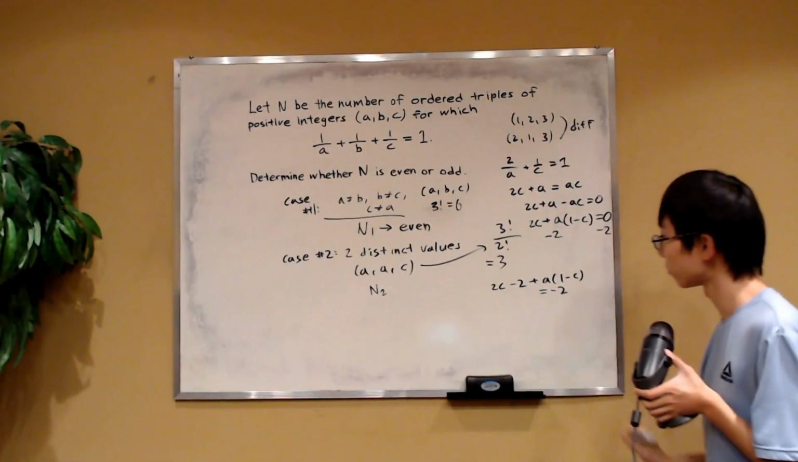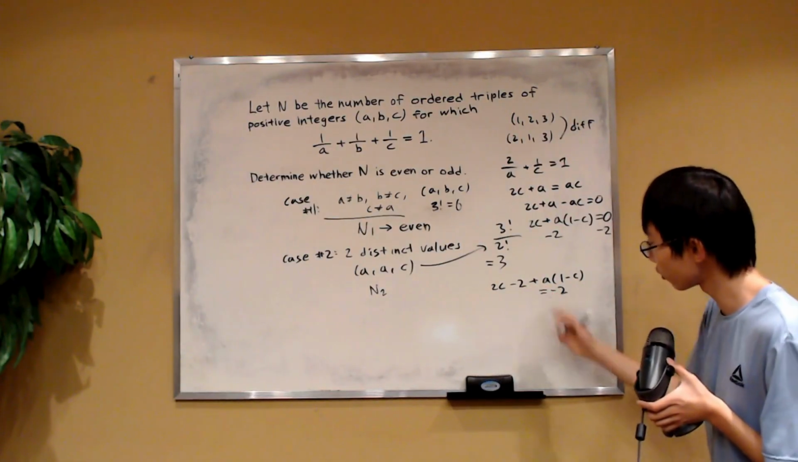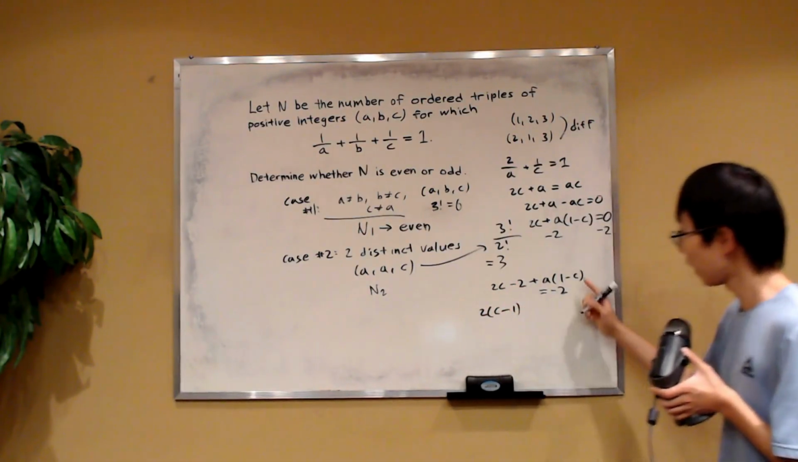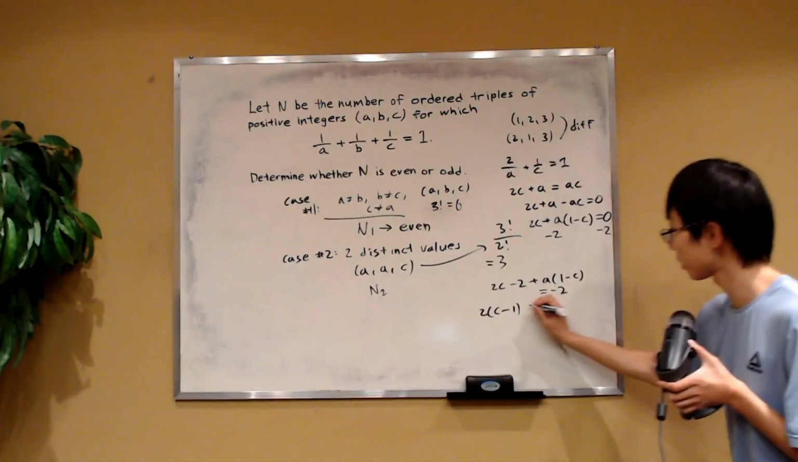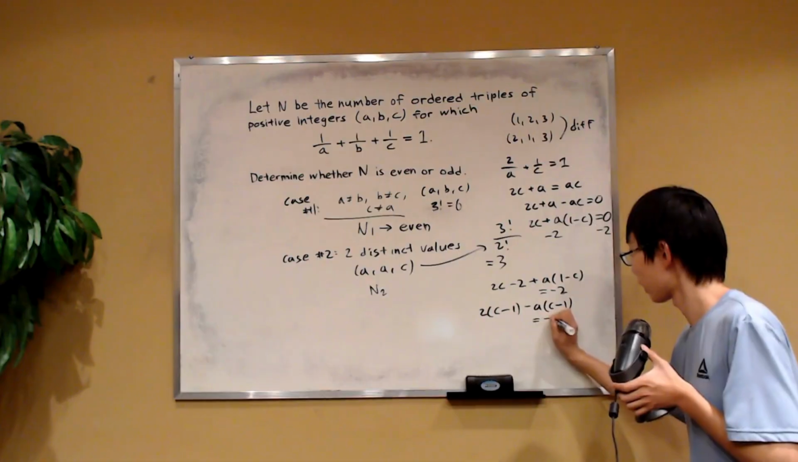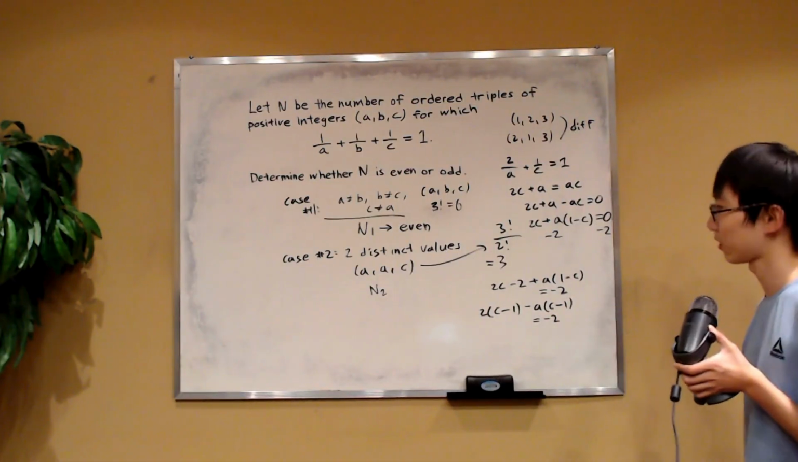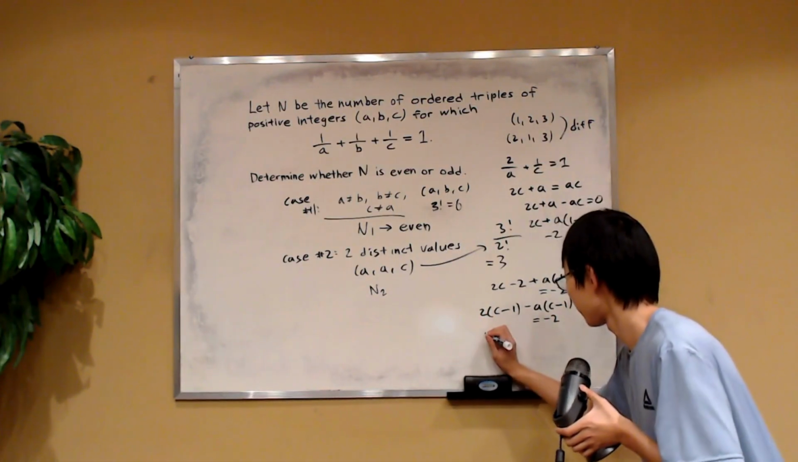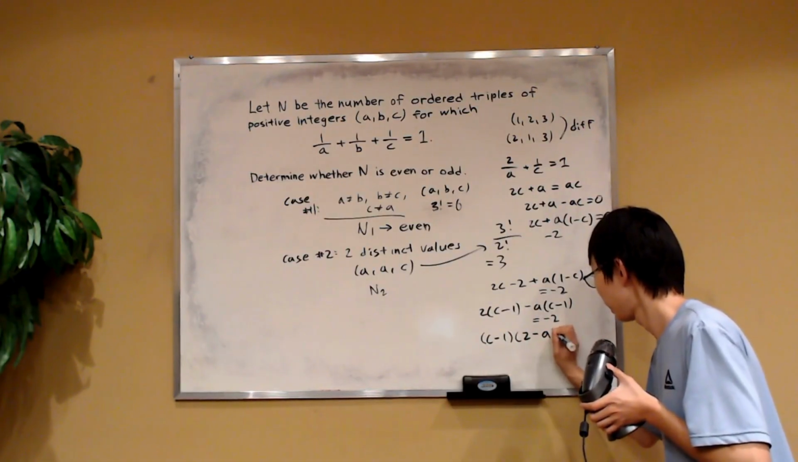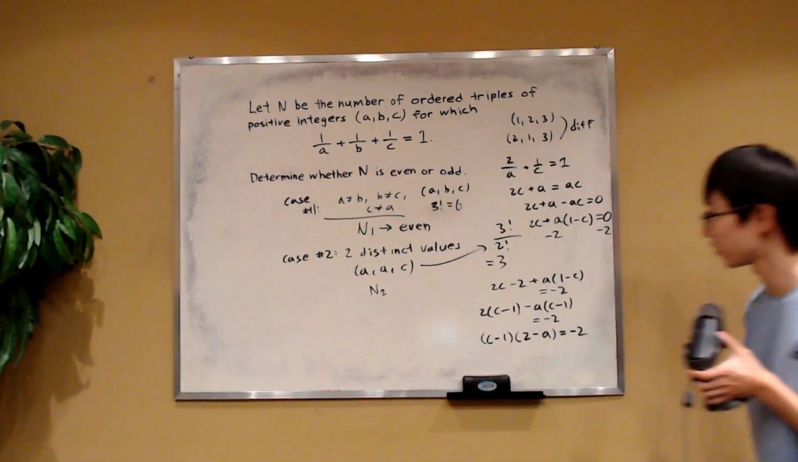to negative 2. And you can see that when we take out 2, this becomes 2 times c minus 1. And we can take out a negative 1 from this bracket, so that's negative a times c minus 1 is equal to negative 2. We can easily factor c minus 1 out. So this becomes c minus 1 times 2 minus a is equal to negative 2.